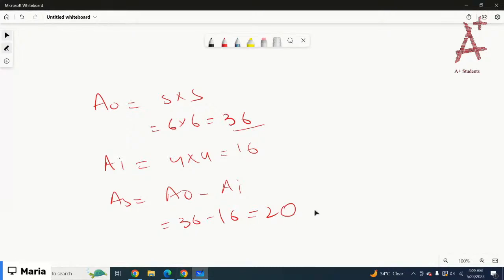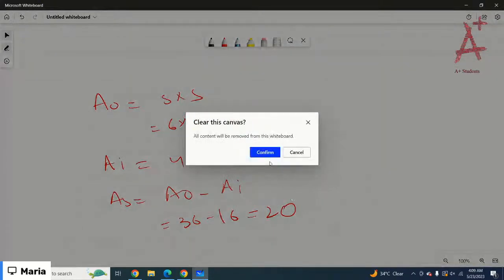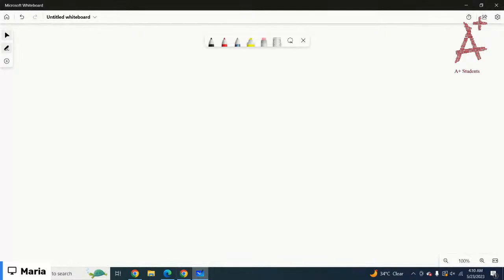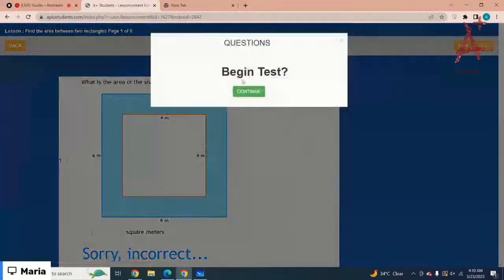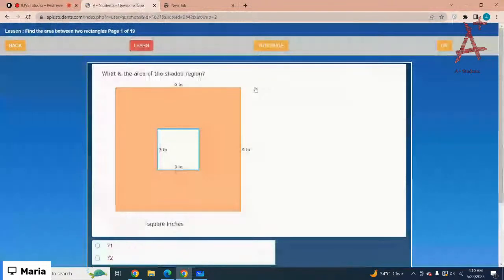Okay, let's start with the test questions. What is the area of the shaded region? So you have to basically do the same thing. You have to calculate the area of the outer square and then the area of the inner square, and then you have to subtract the area of the inner square from the outer square. Got it?